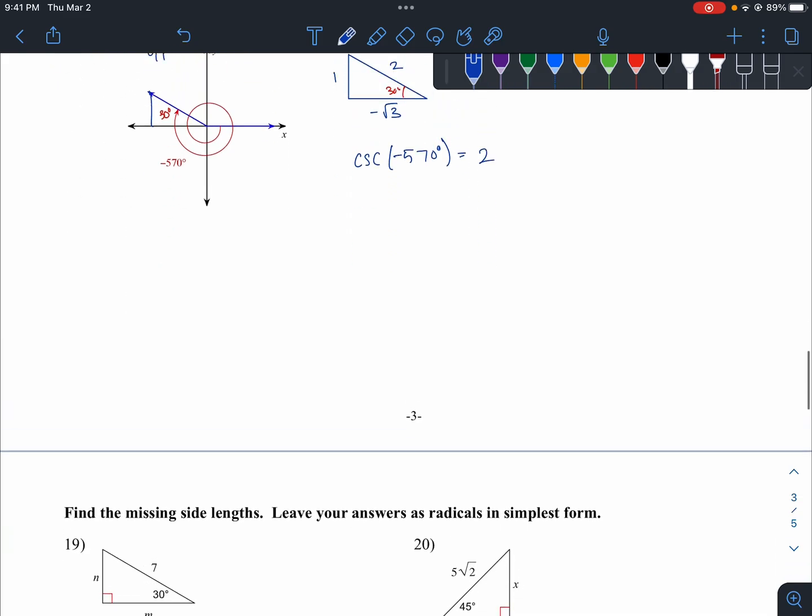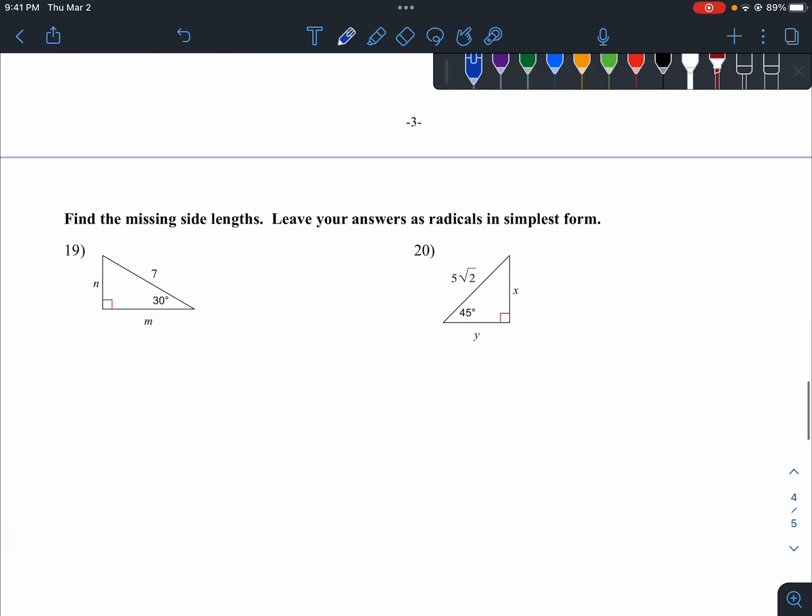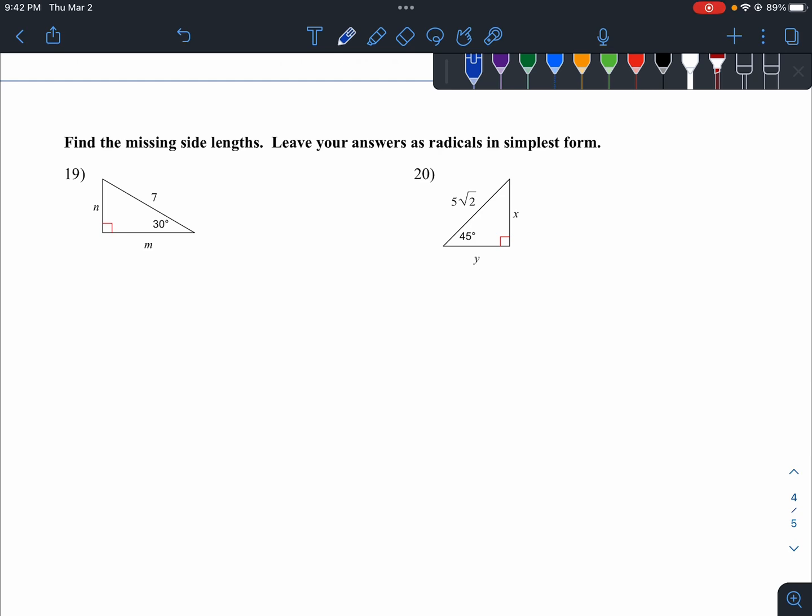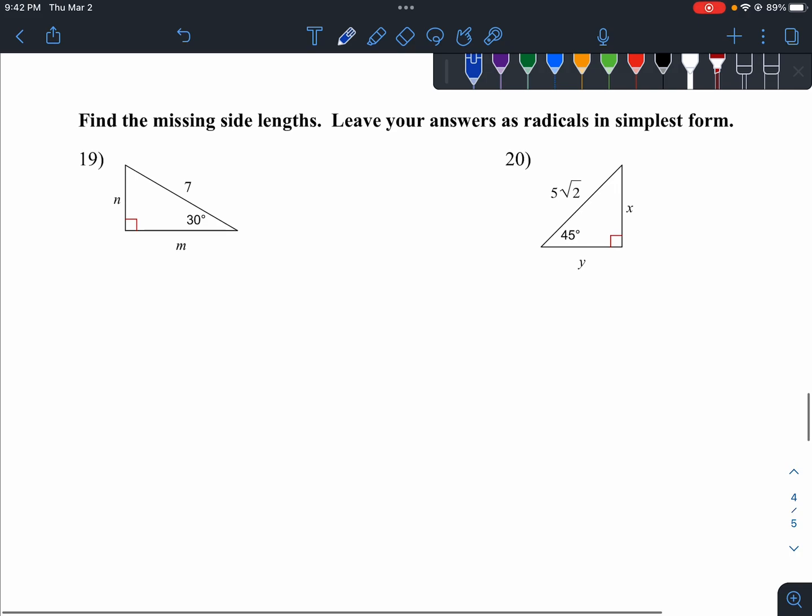Alright, let's go down here. Find the missing side lengths and leave your answers in radicals in simplest form. Okay, so this should be pretty easy. Most of you caught on to this pretty quickly. So we want to find what M and N are. Now note that these are special angle triangles.